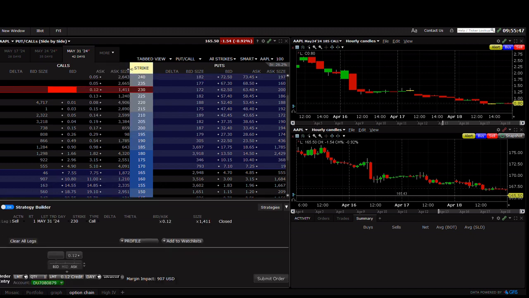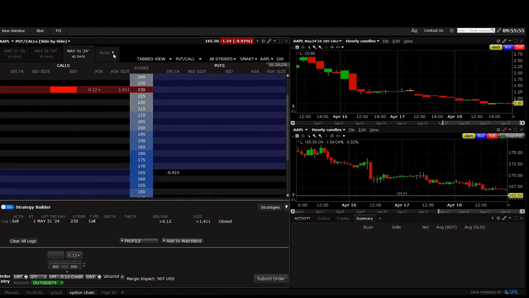So here we are talking about Apple. As of today, Apple is mainly weekly expiry options. And what you see here are the expiry dates of different options.